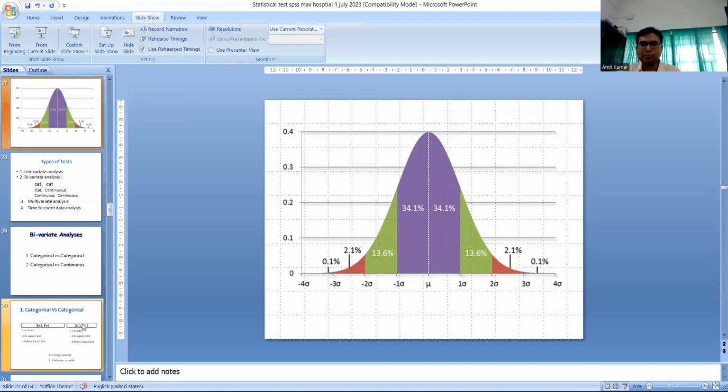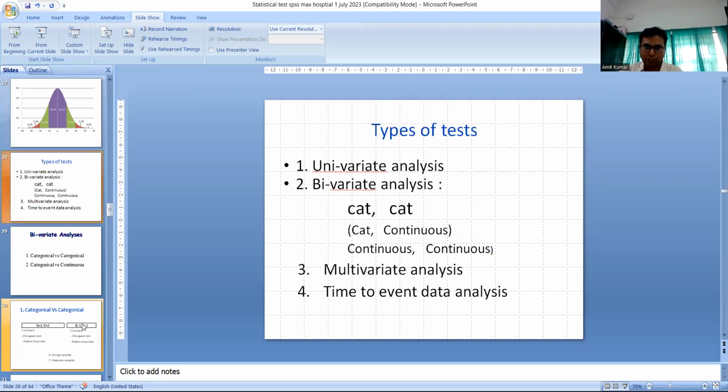There might be some deviation, but you get something more or less similar to this. And there are tests also, like the Shapiro-Wilk test. There are many tests which can tell you whether data is normally distributed or not, so that you can apply them to know whether data is normally distributed or not.